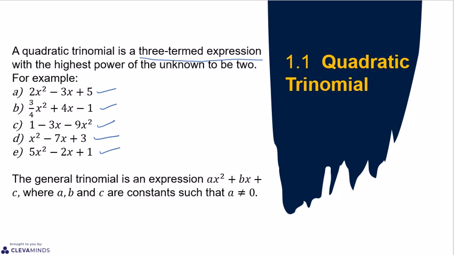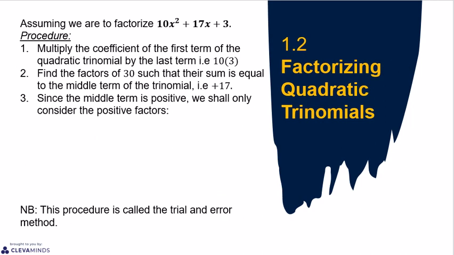So the general trinomial is an expression ax squared plus bx plus c, where a, b, and c are constants, and a must not be equal to 0. Please take note of this condition. Your a must not be equal to 0. It's very, very important, for the quadratic trinomial to hold.